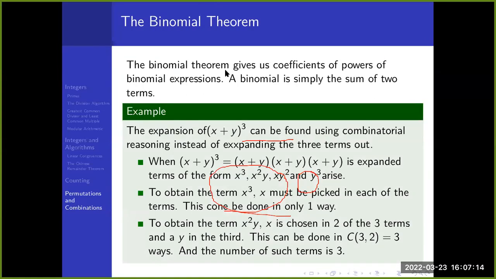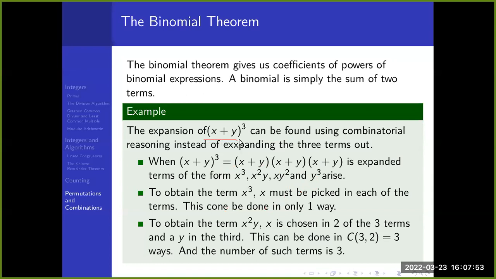So now we talk about the binomial theorem. When you expand the binomial expression, you need to find the coefficients of the terms, and this binomial theorem allows us to find them. So that's what we are going to do in this part. We start with a small example.